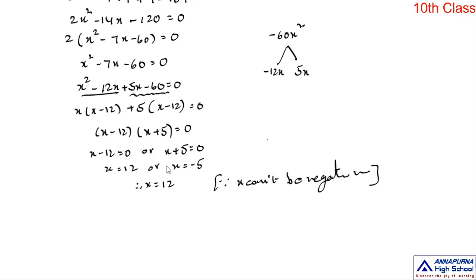Okay, so if x is equal to 12, then base is equal to 12 centimeters and its altitude is equal to x minus 7, so 12 minus 7, it is equal to 5 centimeters. So these are the measurements of two sides.